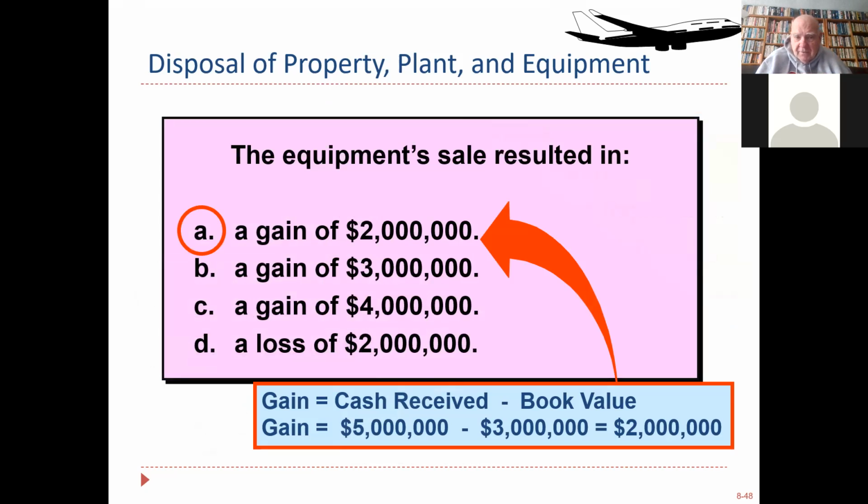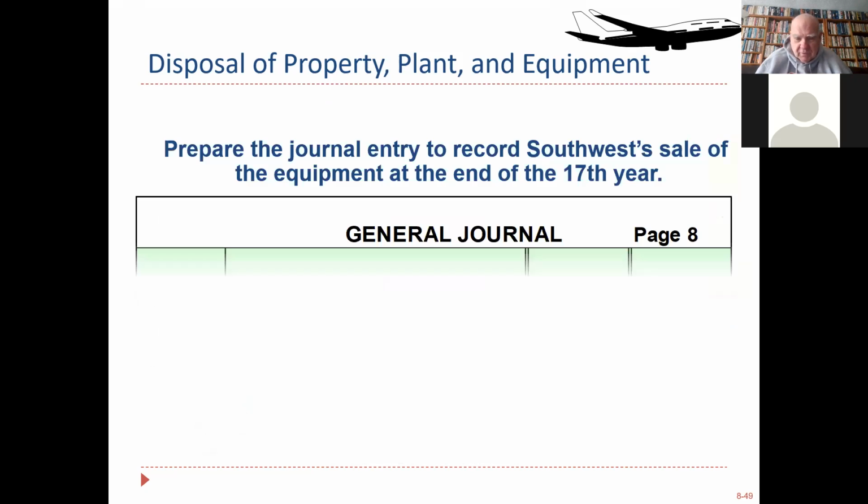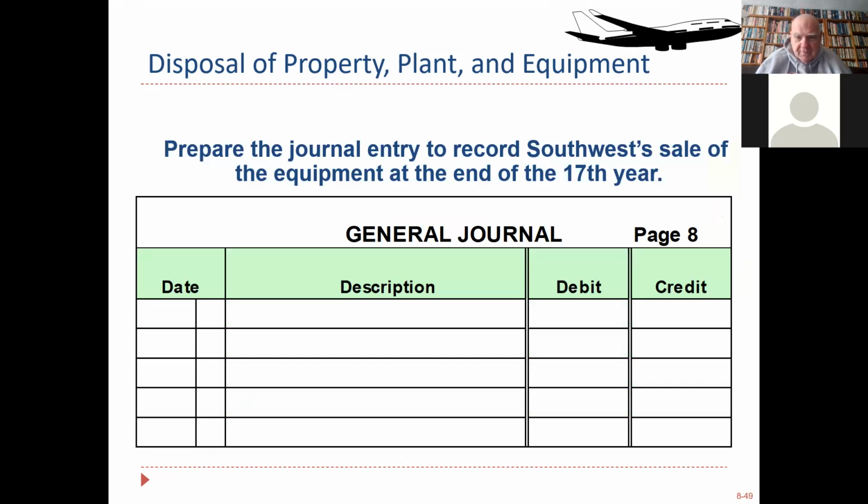So the net book value was 3, and someone took it off our hands for 5. We made a $2 million gain, a non-operating gain, okay? Well, actually, it is operating now. That's a rule that was changed a while back. Let's go to the journal entry. This is where I want you to see it, okay?